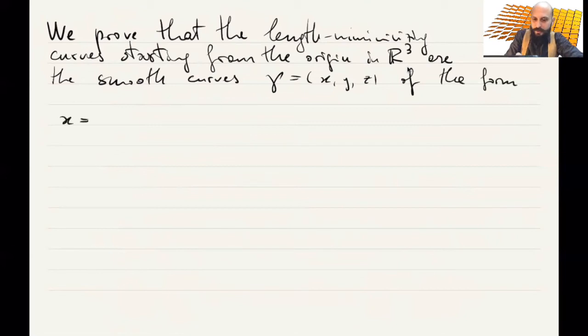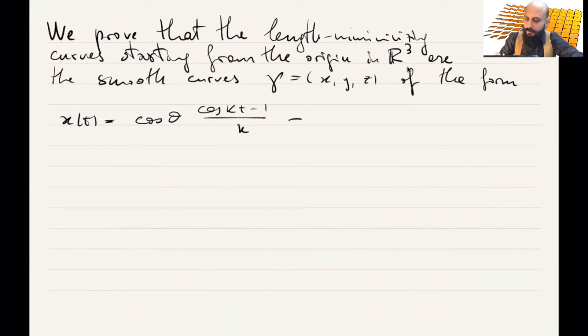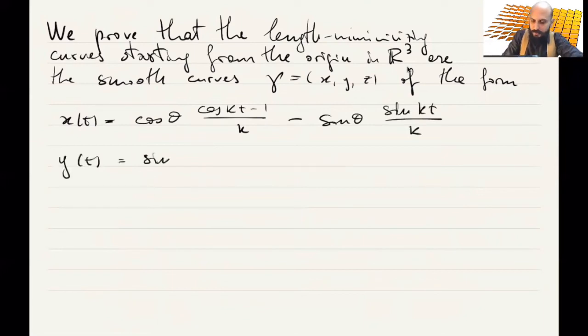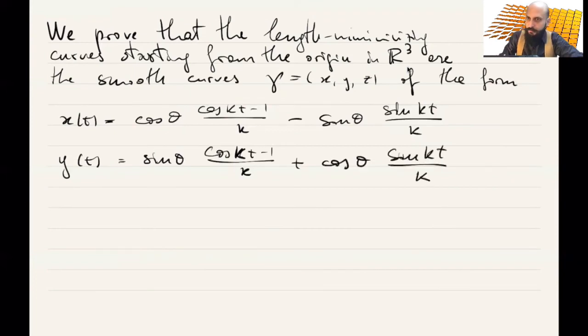x of t is equal to cos theta (cos kt minus 1) divided by k. So these are the planar curve, the planar component. Minus sine theta sine kt divided by k. Y of t is sine theta (cos kt minus 1) divided by k plus cos theta sin kt divided by k. And the third component is equal to (kt minus sine kt) divided by 2k squared.